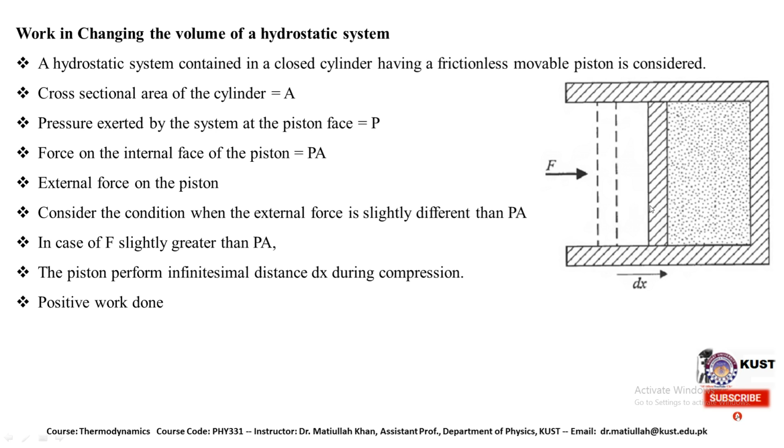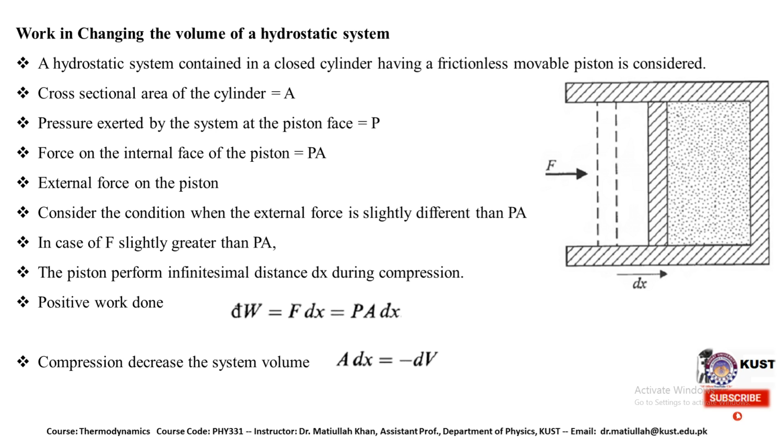When the piston moves in this direction, it travels some distance, represented by dx. So we can calculate the work done in this case. The piston moves an infinitesimal distance dx during compression, and some positive work is done. This is the initial state of the piston. When the external force is applied on it, the piston moves from here to here, so an infinitesimal distance is covered along this particular axis. As a result of this compression, the system volume is decreased.